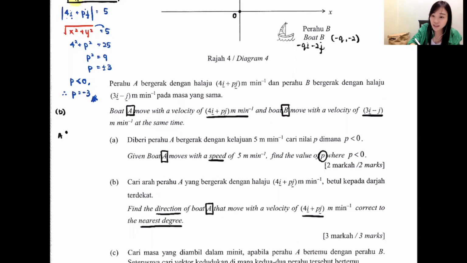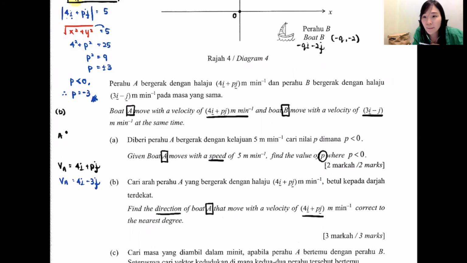So guys, they want to find the direction of boat A based on the speed. So the velocity for boat A, isn't it you guys all already know? Velocity for boat A, isn't it they say based on the 4i plus pj, this one. And please remember, just now your P, you already get negative 3. So isn't it you guys all know is 4i minus 3j. So I repeat again. How 4i minus 3j look like?